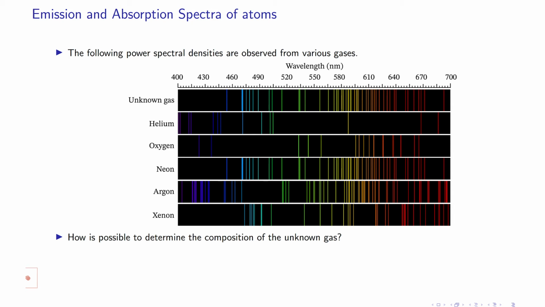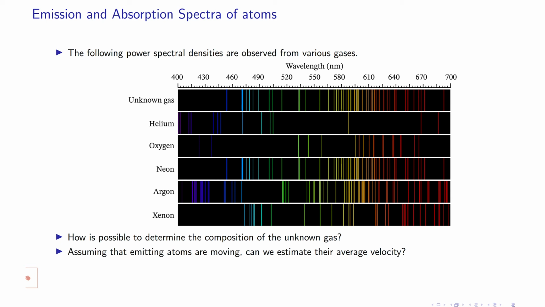So how is it possible to determine the composition of this unknown gas? Or let's say if you have a star very far from us, how could we determine the composition, or the chemistry, of that star or moon and so on? How could we look from a satellite at Earth and determine where gold can be found, where water can be found, and so how can we determine the moisture of the Earth remotely?